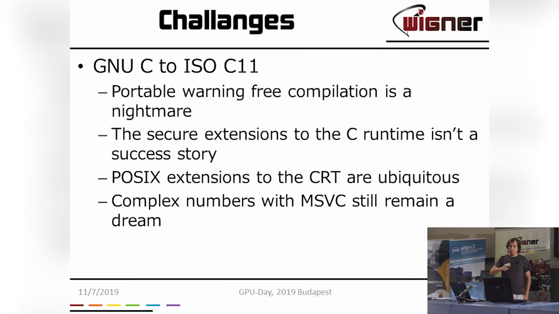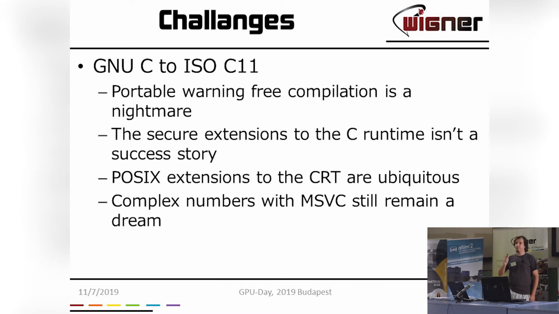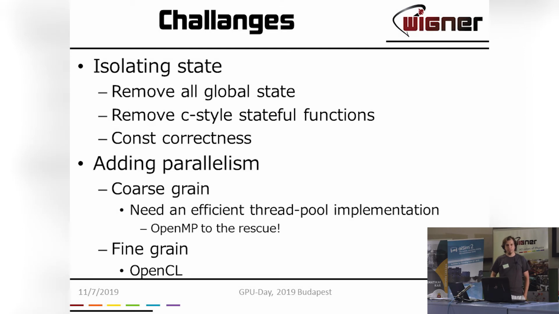I consciously did not want to turn off the warnings on any of the compilers, because they did help find bugs, where the application worked accidentally, and the warnings helped find those bugs. The POSIX extensions are ubiquitous, and complex numbers on Windows are, again, not a success story with Microsoft's compiler. It makes the code look very ugly. I'll show just a little bit of that.